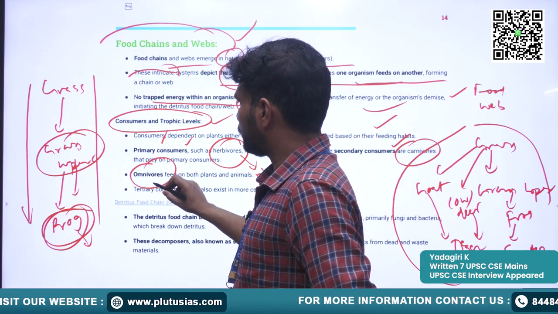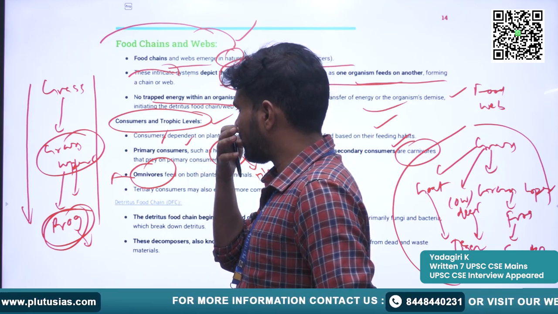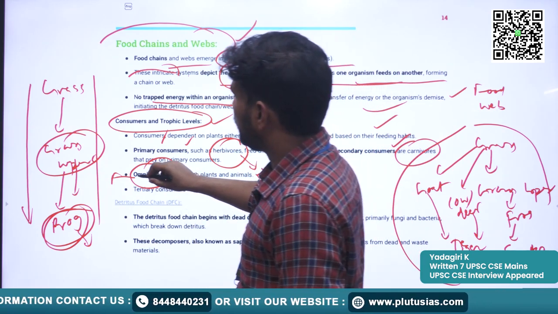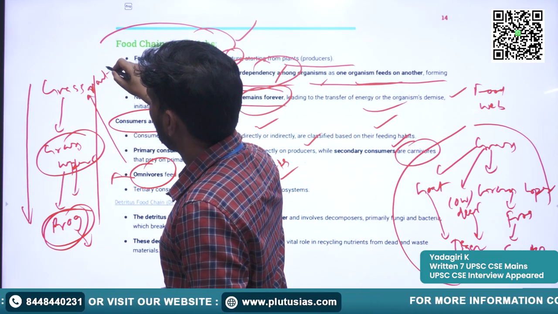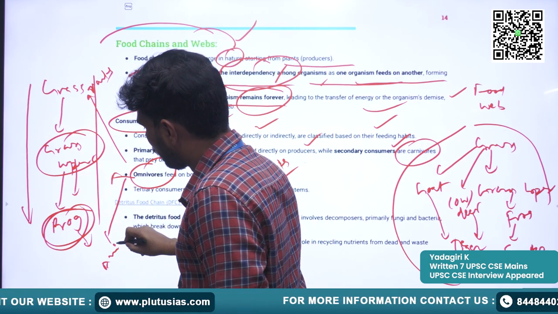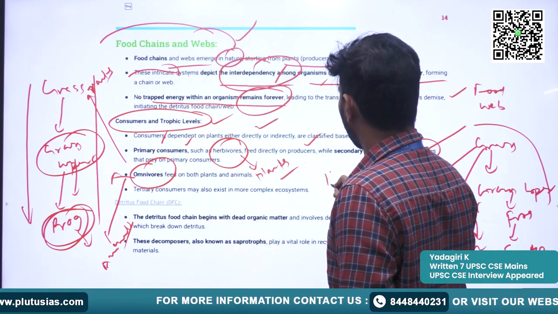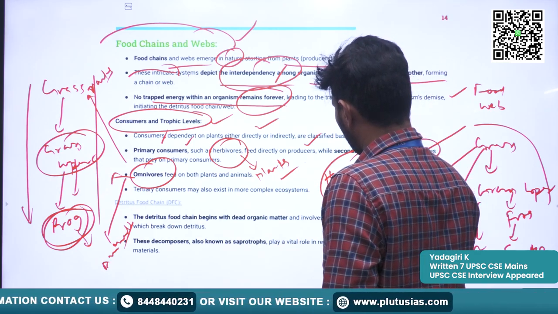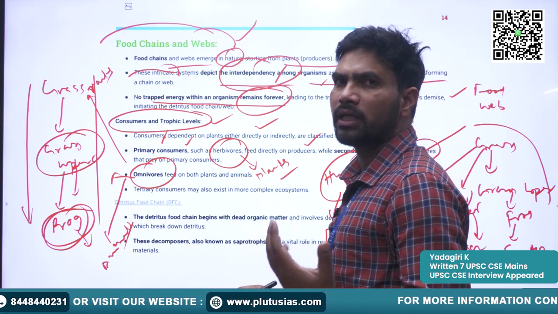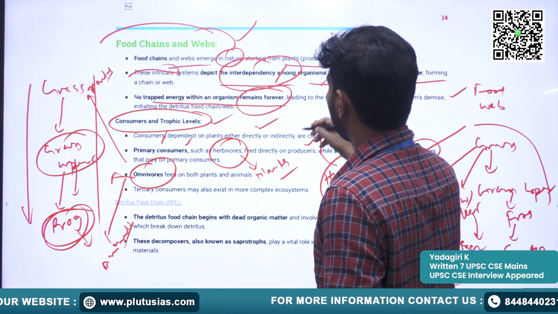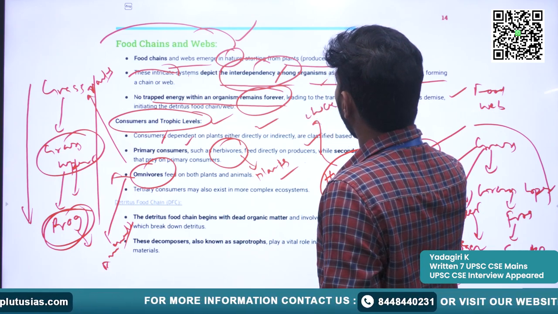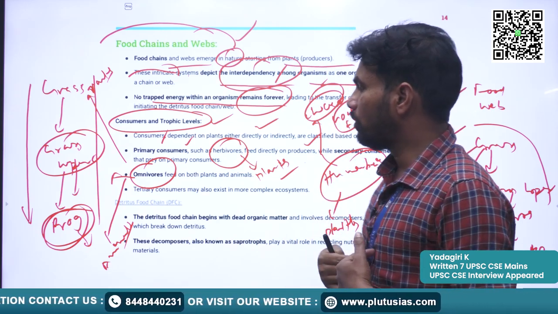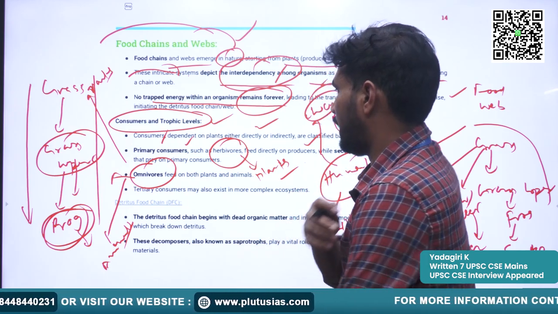Similarly, there are omnivores. Omnivores are organisms which are both herbivores and carnivores, which means they eat plants and they also eat animals, right? The best example is human beings. We eat both plants and the products coming from plants, like vegetables, and we also consume animals, that is, we consume chicken, goat, fish, etc. So human beings are basically omnivores, right?